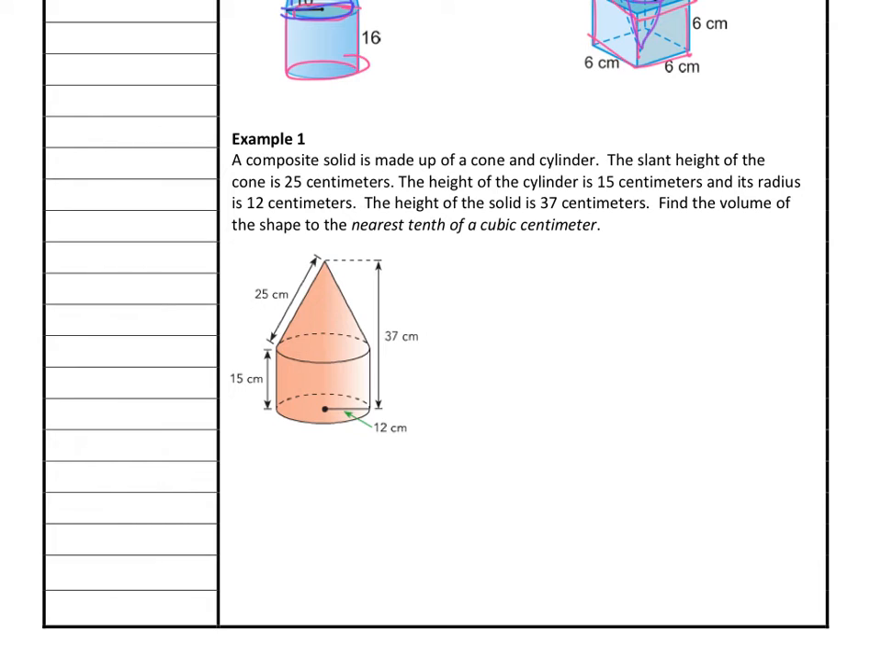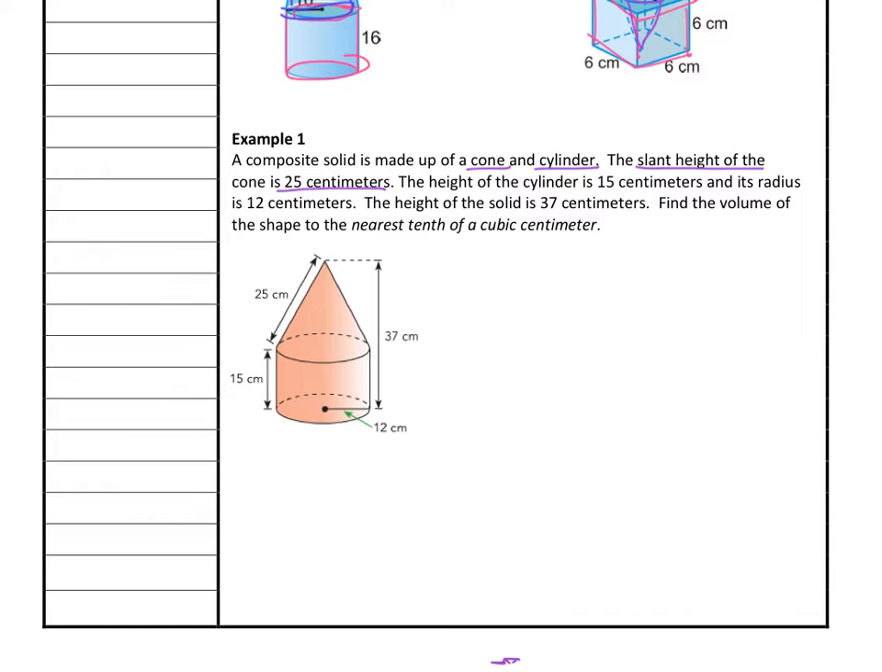Alright, so let's make our way down to an actual example so we can see how you would have to go about this in a problem. So it says a composite solid is made up of a cone and a cylinder. So right away you know the two shapes that you're dealing with. It says the slant height of the cone is 25 centimeters.